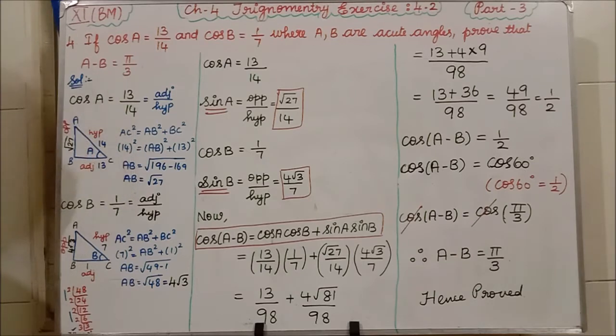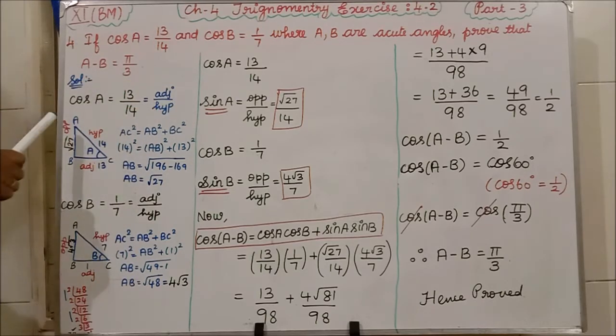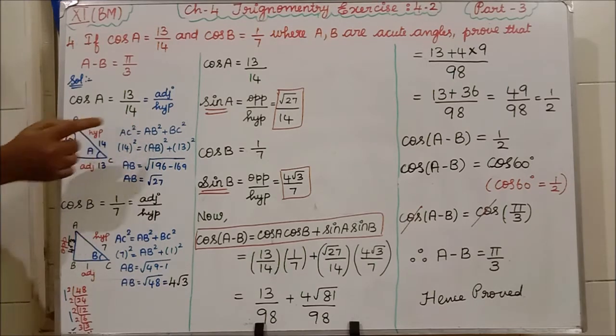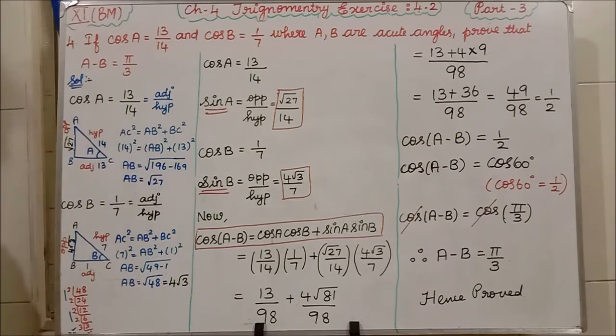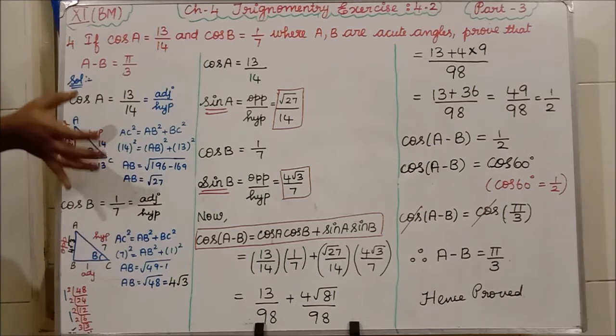Cos A equal to 13 by 14 they have given. Then what is the cos formula? Adjacent by hypotenuse. So I have only two side values. I need the other side value. So how will you find that? Using the Pythagoras theorem we will find. Cos formula is adjacent by hypotenuse. In the adjacent side the value is 13. Hypotenuse side is 14. So how am I writing? Hypotenuse side square equal to sum of the squares of the remaining two sides. 14 square equal to AB square plus 13 square. Okay, this is all rough work.